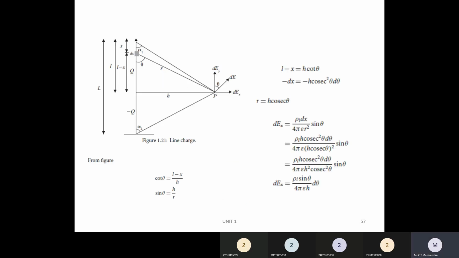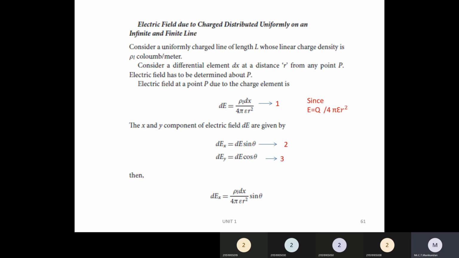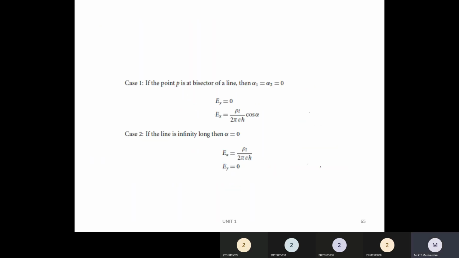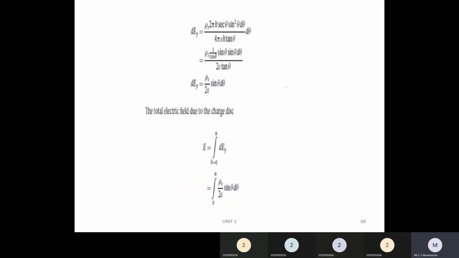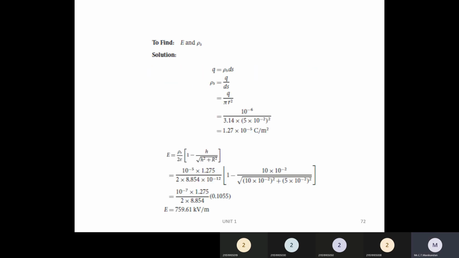If the electric field is due to an infinite line charge, what will be the value of the electric field at one point? Similarly, if you take a circular disk full of electric charges, what will be the electric field? Similarly, if you go for an infinite sheet of current, what will be the charges? All these things we can see in later sessions.